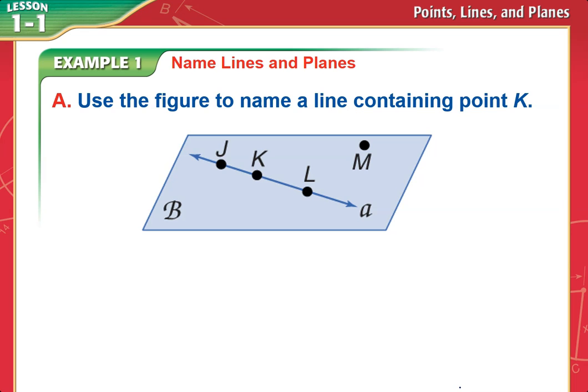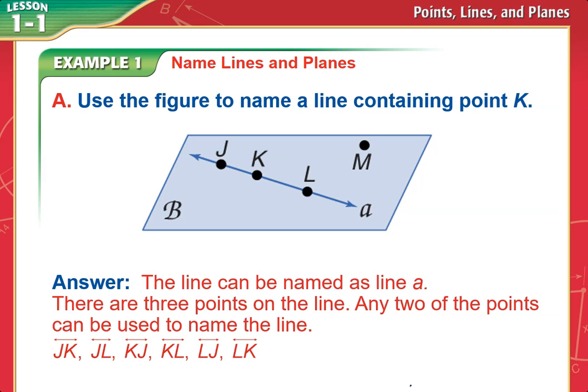So here's example 1. Use the figure to name a line containing point K. The answer is that we can actually name it many ways. There are three points on the line. Any two points can be used to name the line. So we have line JK. We have the line JL or KJ, KL, LJ, or LK.